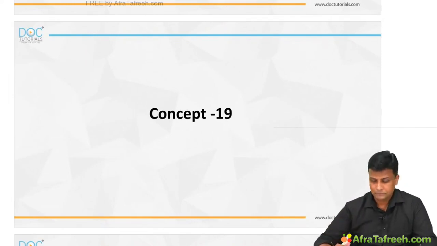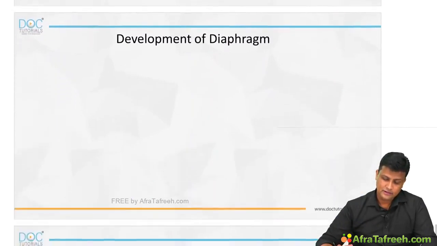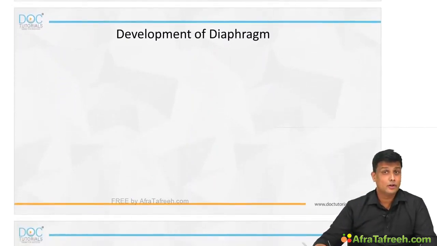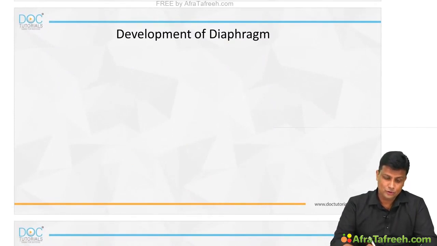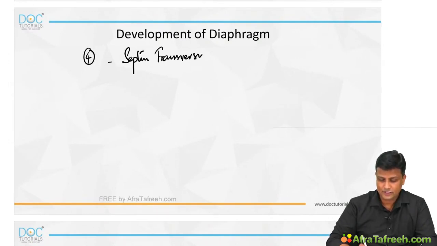Okay, easy to remember. Now welcome to concept number 19, that is development of the diaphragm. Another very important topic, guys. The diaphragm develops from 4 sources, as you all know. Number 1 is the septum transversum, which is the one that is going to form the central tendon of the diaphragm.